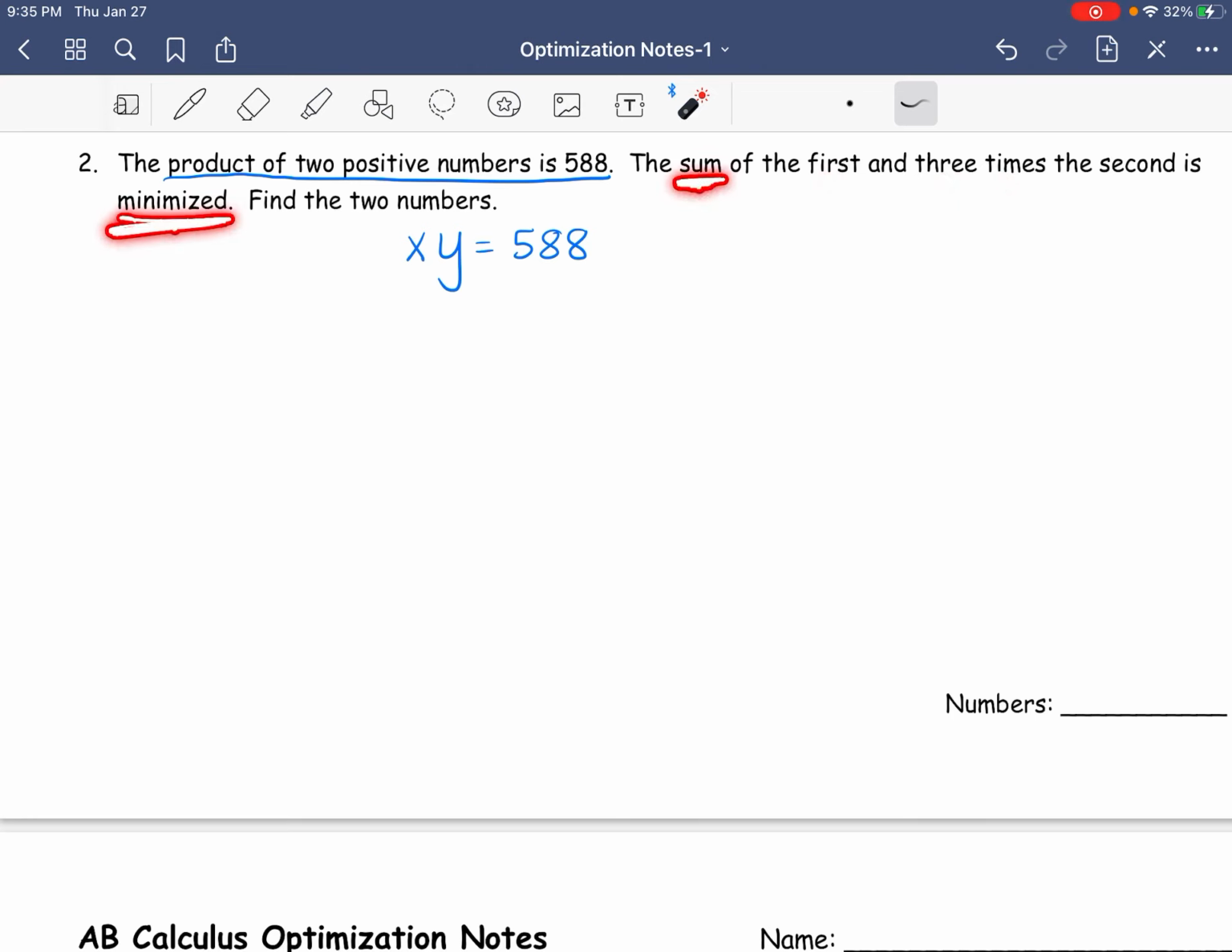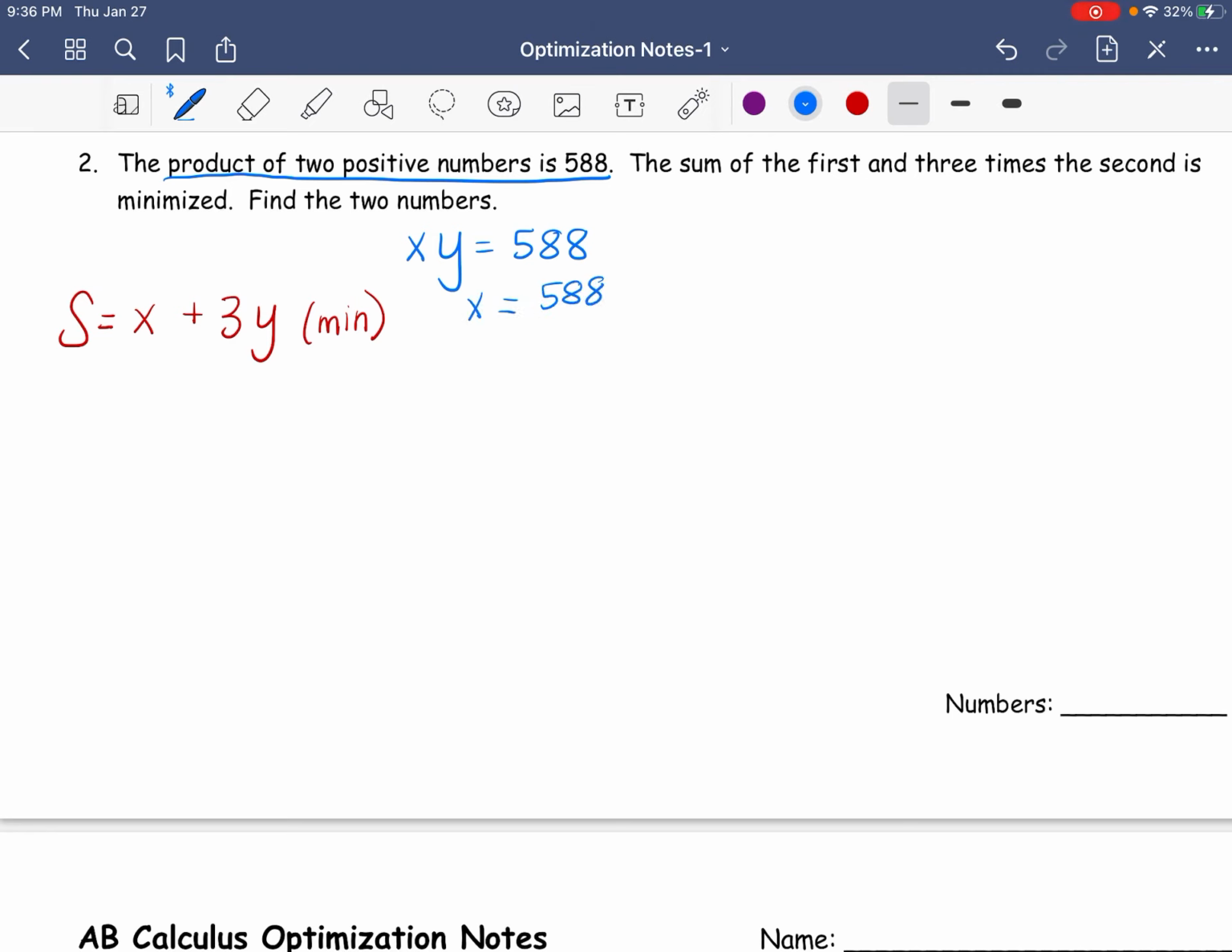So it's a sum that's being minimized. So I'm going to write S for sum, because I don't know what the sum is. And the sum of the first number plus 3 times the second number is the quantity that needs to be minimized. So that's the equation I have to take the derivative of. I don't like that there's x's and y's in here, and so I'm going to go to this blue equation and I'm going to solve it for either x or y. Solving it for x is going to be more beneficial. So x equals 588 divided by y.